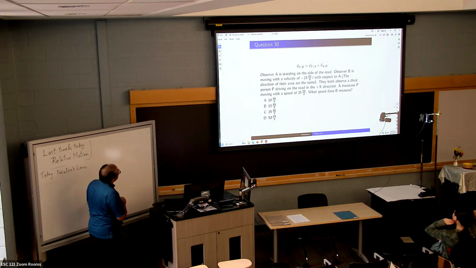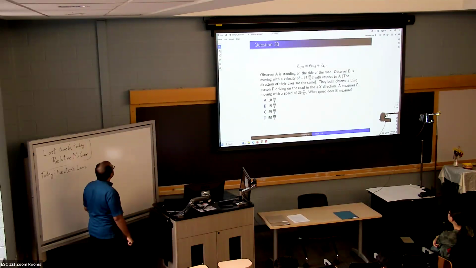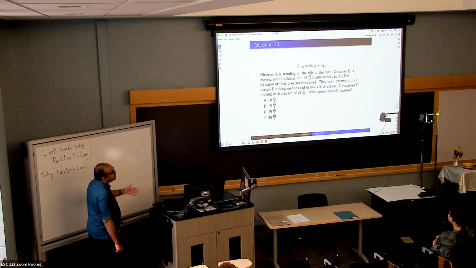So we have observer A standing on the side of the road, observer B moving with a velocity of -15 meters per second with respect to A. Both observe a third person P driving on the road in the positive x direction. A measures the speed of P as 35 meters per second. What speed does B measure?